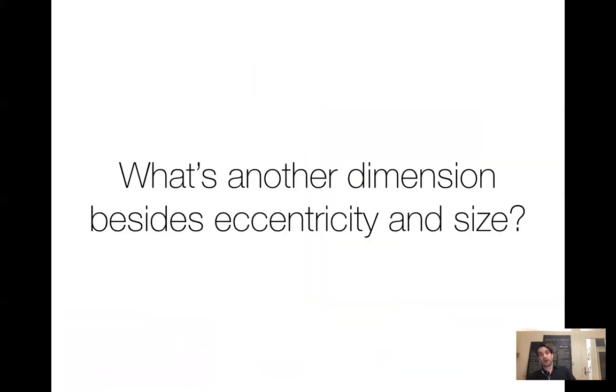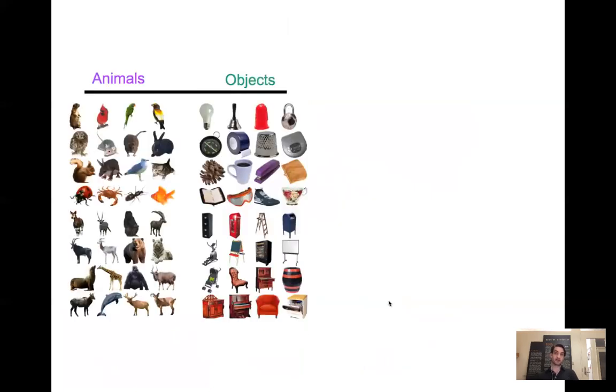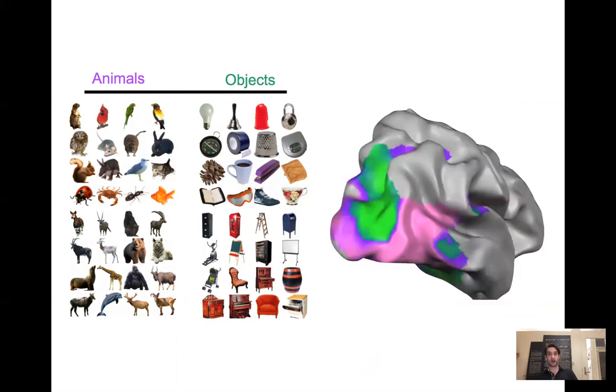And then there's just one other dimension besides eccentricity and size, and that's animacy, whether or not the items that you're looking at are animate or just objects. So again, you can show people pictures of a bunch of different types of animals, show them pictures of a bunch of different types of objects, compare these to one another, and you can see that, in fact, there are some parts of the brain that get really excited by objects, and there are some parts of the brain that get really excited by animals.